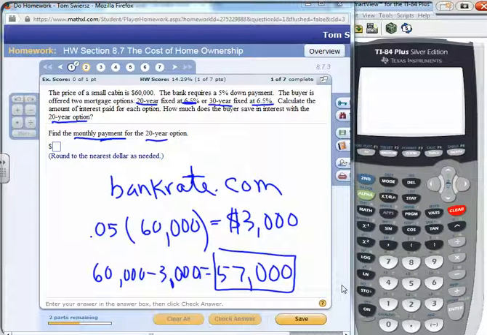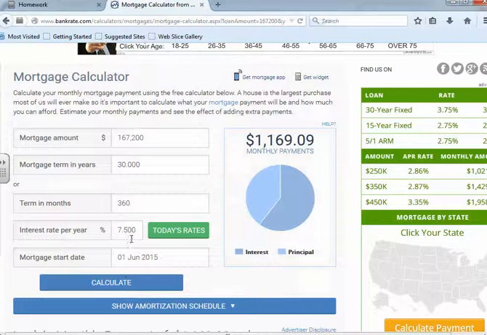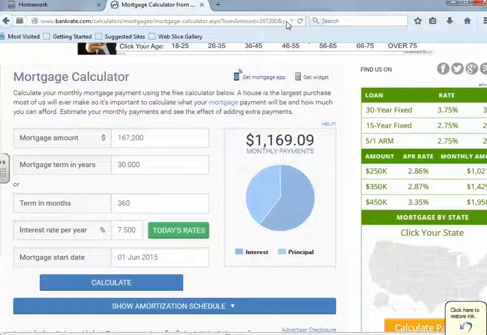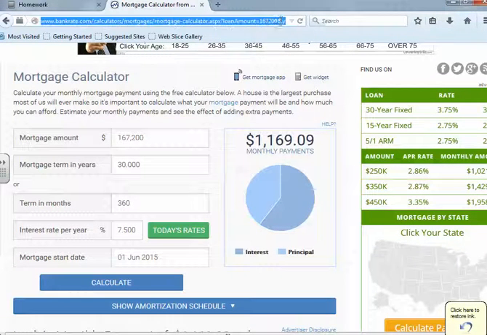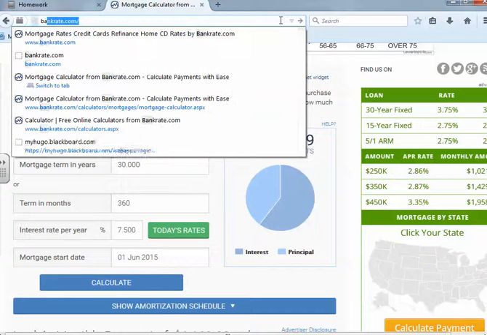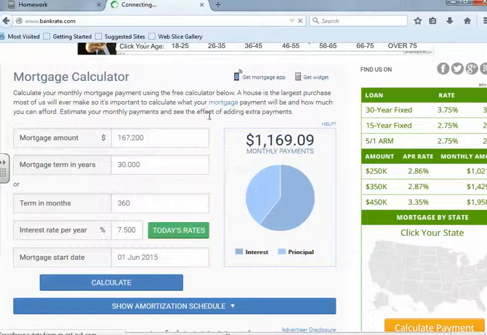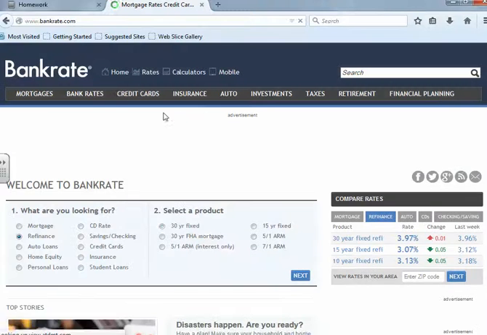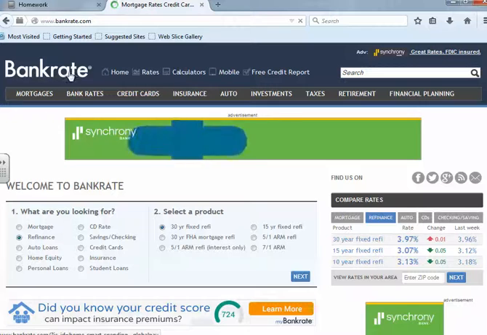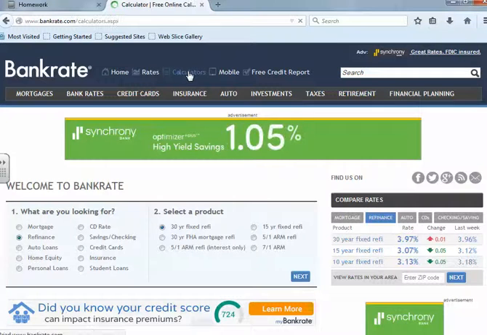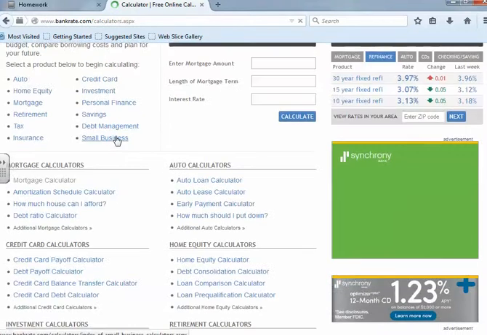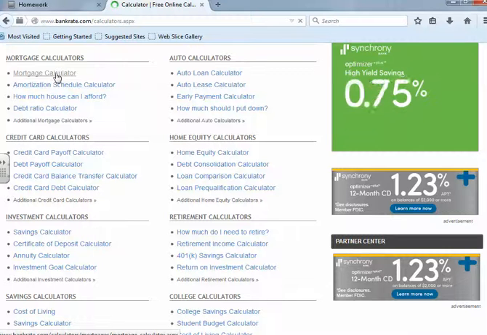So we'll go over to bankrate.com. If you haven't opened the website, there it is. We get to the home page. Move straight across the top there and hit calculators, scroll down, and there's a mortgage calculator. So click on that.